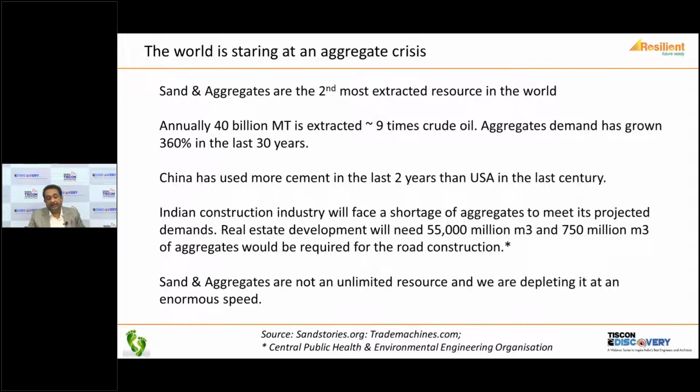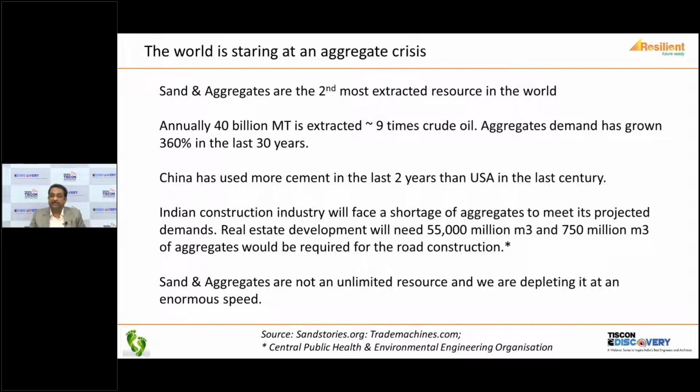And you know that aggregate and sand are not an unlimited resource, and we are fast depleting it. So on one side, you have a problem of managing the C&D waste. On the other hand, you have quite a lot of problem with availability of aggregate, which can prevent further construction. We need to put a proper action plan in place for the next generations to survive. And this is actually a very serious issue.